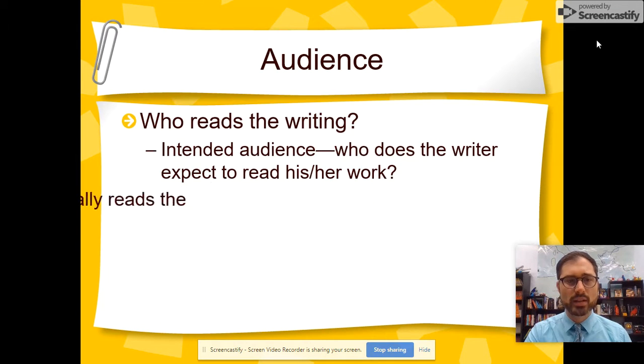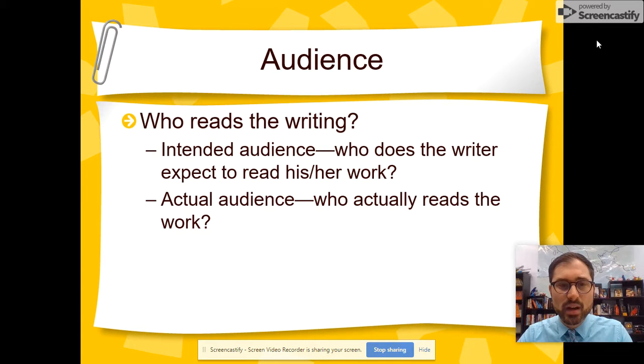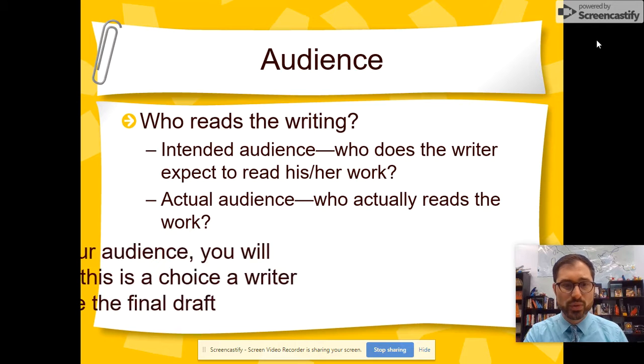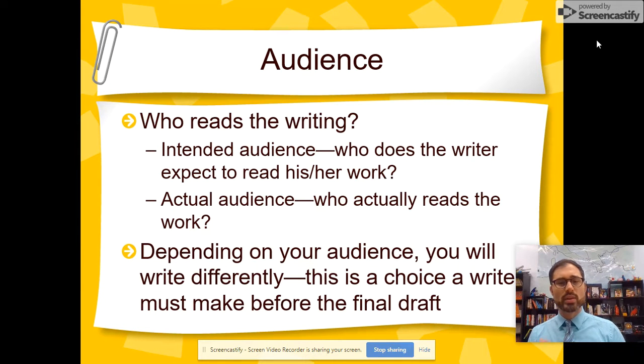In connecting with an audience, we have to be aware of who our intended audience is and who our actual audience is. Who do we want to read the text we send, but then who actually reads it if someone sends the text on to somebody else? Being aware of our audience is so important because we have to be able to adjust how we're speaking and what we're saying based on what our audience knows. So we're going to have to write and speak differently based on our audiences.